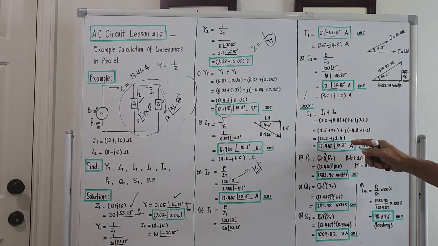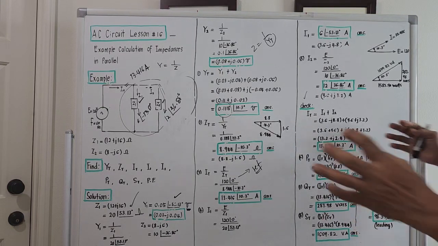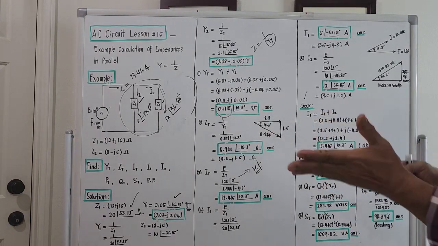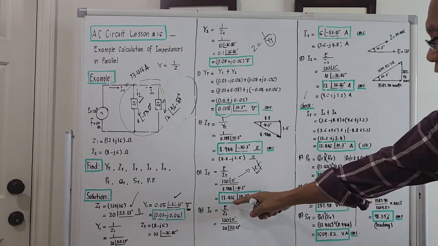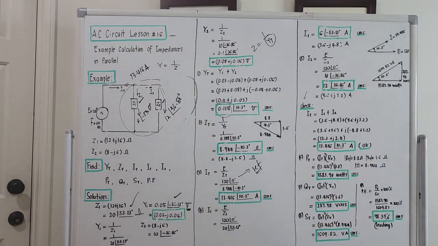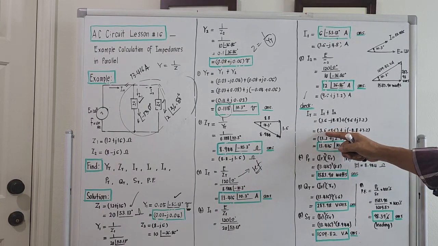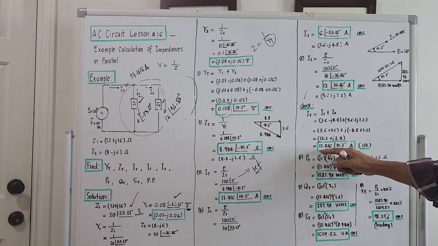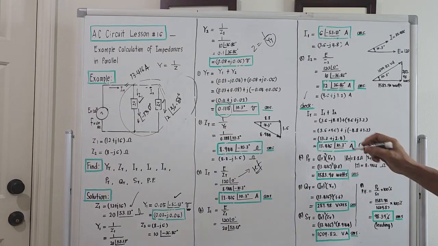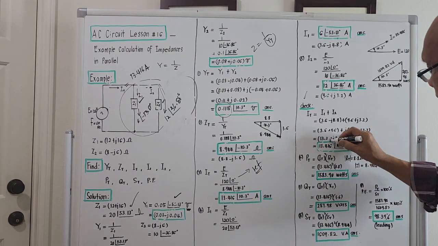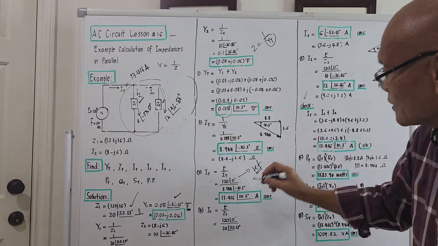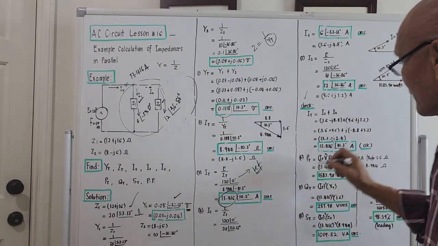Okay, let's try to convert this rectangular to its polar form and let us see if the total current is really 13.416 amperes. You divide 2.4 by 13.2. What will come out will be 10.3 degrees, right? Take the cosine at 10.3, you divide that to 13.2. What will come out will be 13.416. And this 13.416 is actually same as this one. Right? They are the same.